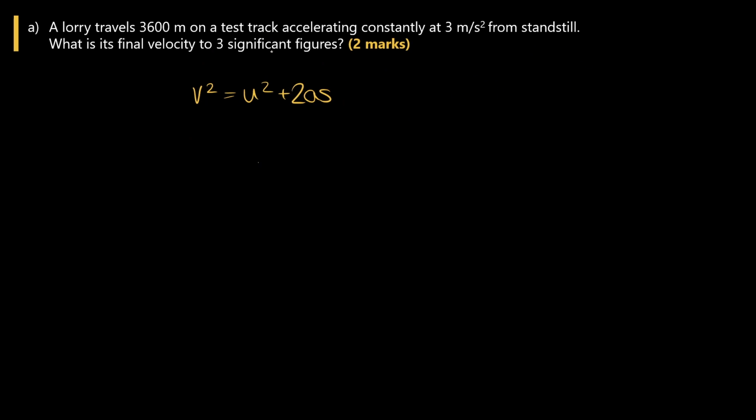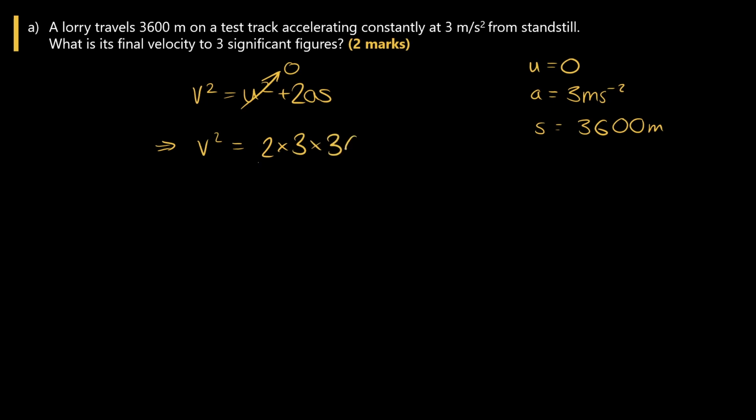So if we just start writing down what our parameters are right now, we know that the initial velocity is 0 since it goes from standstill. We know the acceleration is 3 meters per second squared. And we know the distance, in this case, the displacement, or s, is equal to 3,600 meters. Plugging those into our equation, v squared is equal to, well, this just goes to 0, 2 times 3 times 3,600. That gives us 21,600. And that's what v squared is equal to. We just want v. So we square root that.